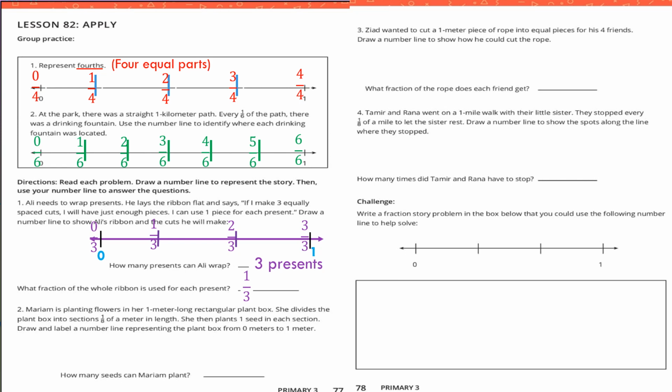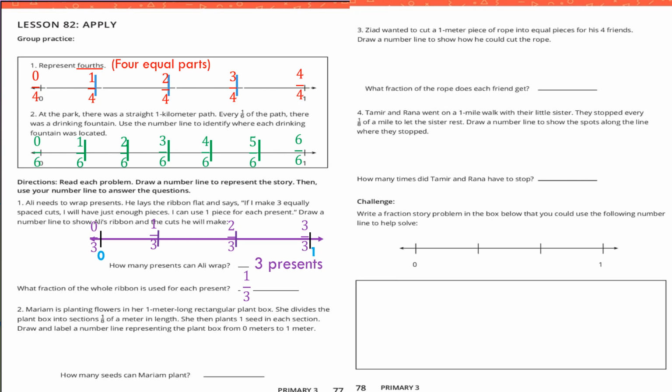The last example in this page, number 2, Mariam is planting flowers in her 1 meter long rectangular plant box. She divides the plant box into sections, 1/8 of a meter in length. She then plants one seed in each section. Draw and label a number line representing the plant box from 0 meters to 1 meter.